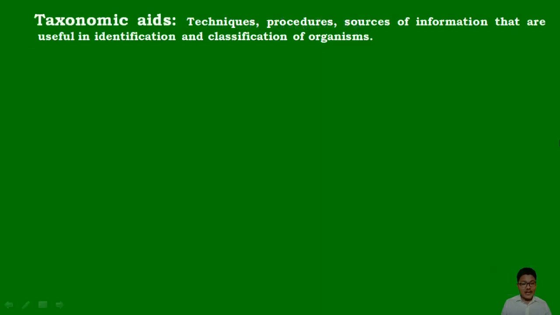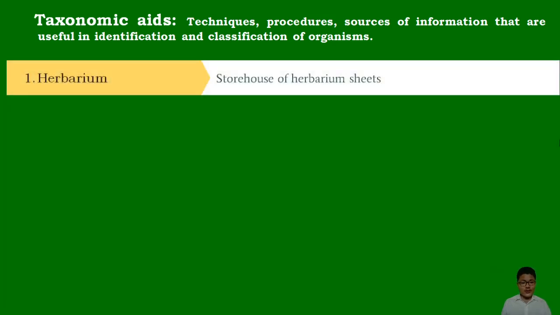So, taxonomic aids. What are taxonomic aids? As you can see here, these may be either techniques or different procedures, or these may be sources of information, and these techniques or procedures or sources of information are useful for us in taxonomy, or for identification and classification of living organisms.